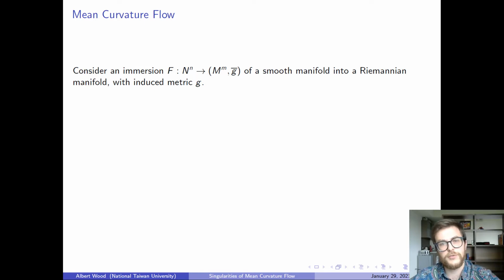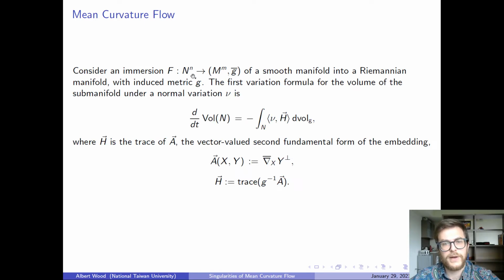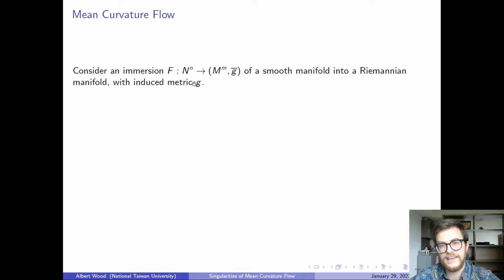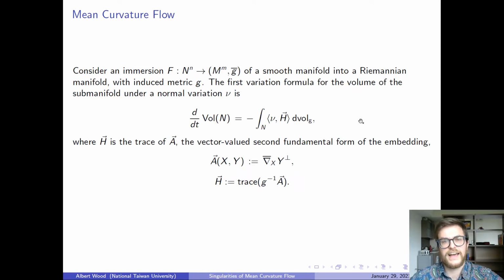So we have an immersion from some abstract manifold N into some Riemannian manifold M with a metric g. An immersion just means that at every point of N, this map is an isomorphism on tangent spaces, but it's not necessarily an injective map, which would be an embedding. And because we are immersing this into a Riemannian manifold, we get an induced metric g.